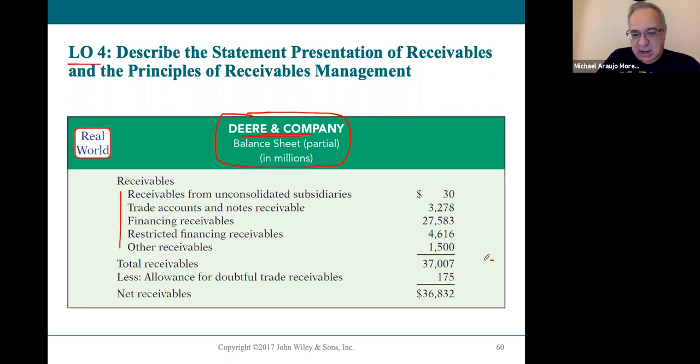They have a lot of receivables. Clearly, they're waiting for a lot of dough. This is in millions, right? So that's a lot of dough. They have their allowance account, so they subtract out a few bucks from there. So they have net receivables of 36 billion 832 million. So hopefully they collect it. Otherwise, they're going to go, oh dear, what happened?